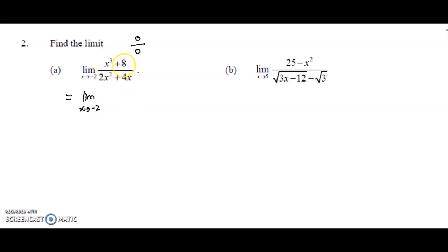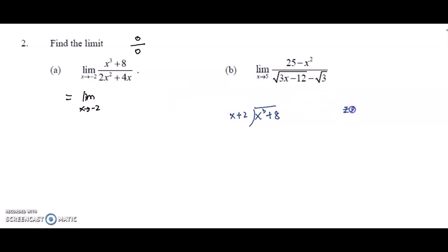To factorize this x cubed plus 8, here I will introduce the long division. For the long division, I'm going to take this x cubed plus 8 divided by its first factor. How do you find the first factor? Since once you substitute negative 2 inside here, you get 0, that means negative 2 is a zero of this polynomial. If negative 2 is a zero of the polynomial, it means that x plus 2 will be the factor.